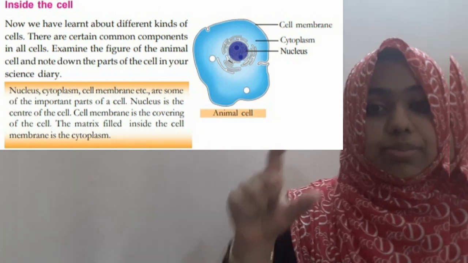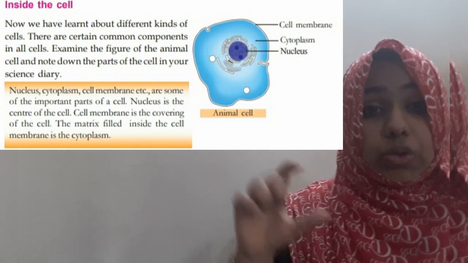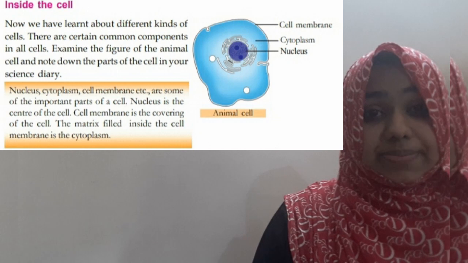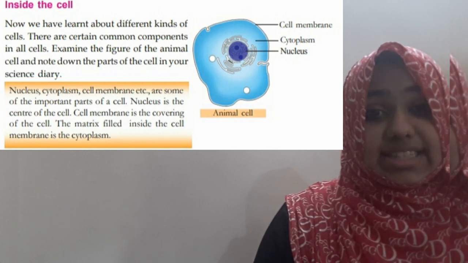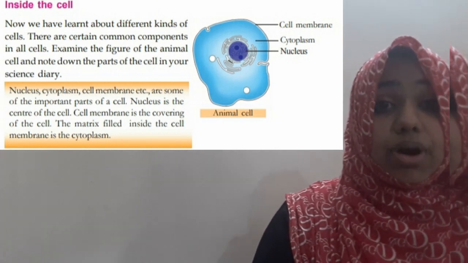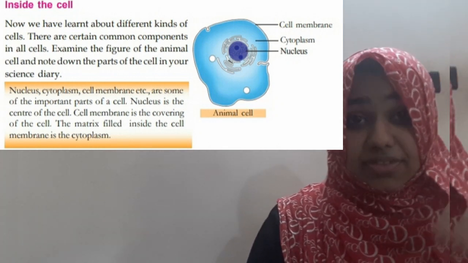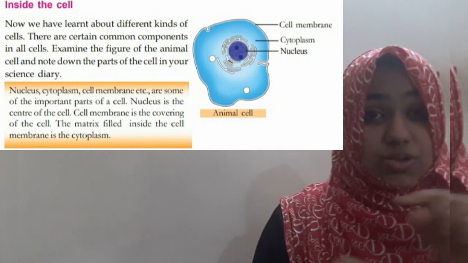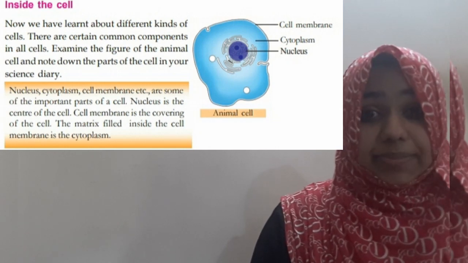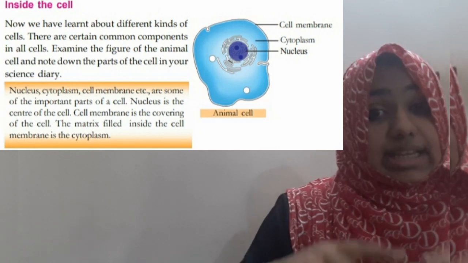Now we can look at the box. Nucleus, cytoplasm, cell membrane, etc. are some of the important parts of the cell. Nucleus is the center of the cell. You saw, right? Nucleus is in the center of the cell. Cell membrane is the covering of the cell.